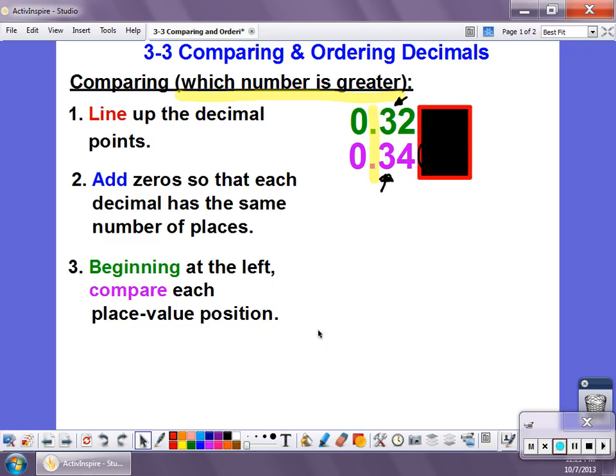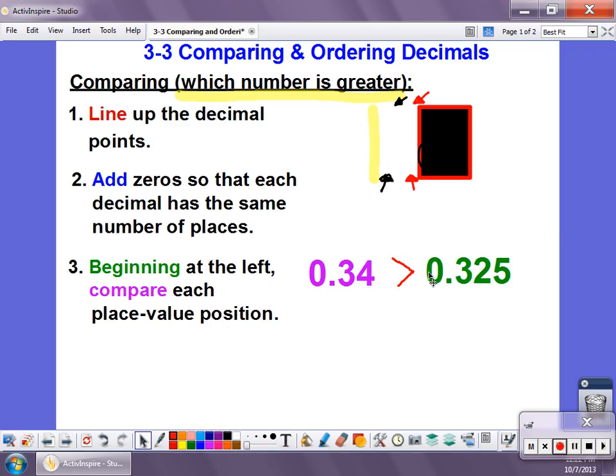Now, when I look at these, the number on top has only 2 hundredths, and the number on the bottom has 4 hundredths. Well, when we think about which is greater, 2 hundredths or 4 hundredths, we know that 4 hundredths is greater, so the bottom number is the greater number. Okay, the bottom number actually. So 34 hundredths is greater than 325 thousandths. Now I said there were two ways to compare numbers. That's the first way to do it.